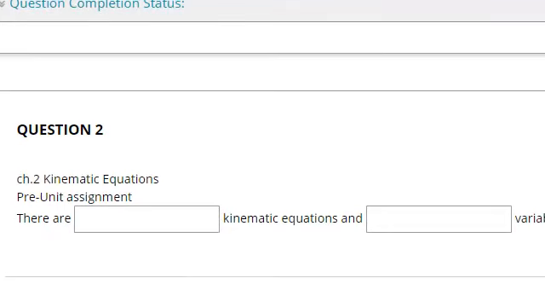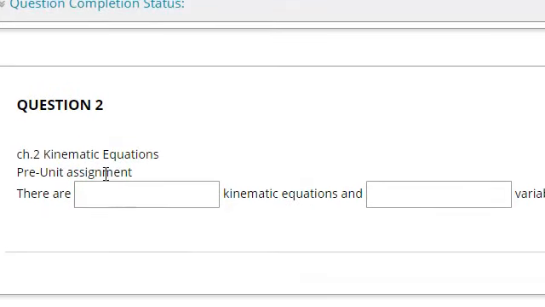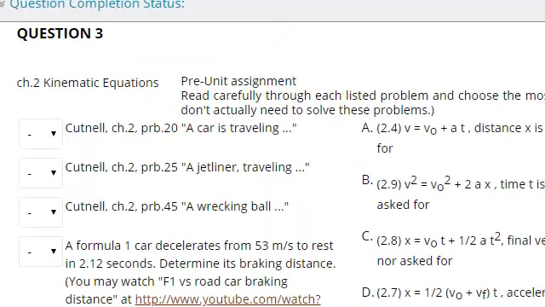Pre-unit assignment for the kinematic equations from chapter 2. There are how many equations? And when you look that up, there are 4 such equations, and there are 5 variables. When you look at these problems in chapter 2, so problem 20, a car is traveling, 25, a jetliner, and so on, I believe I listed the answer in the correct order.